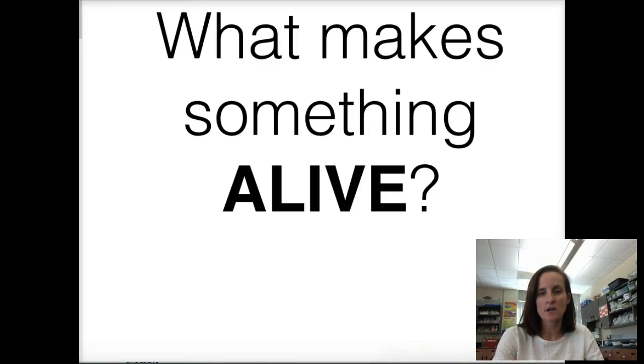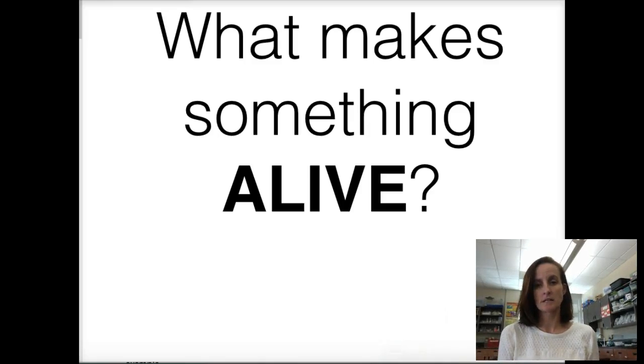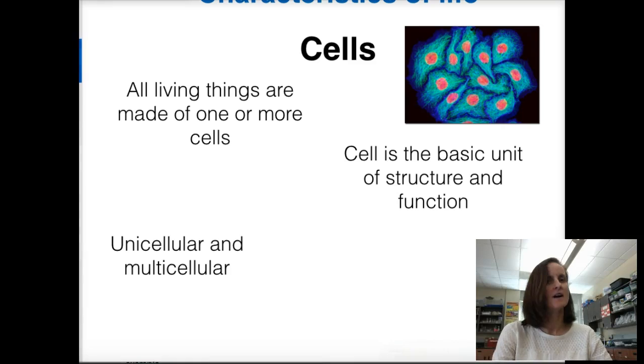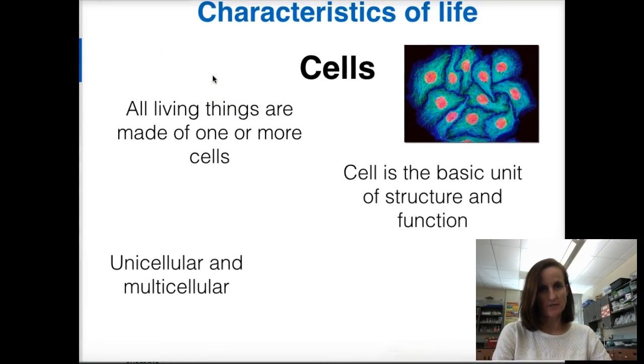So, okay, we're going to start life science simply by talking about what makes something a living thing, what makes something alive as opposed to something non-living. This is actually not a lesson in this chapter or in the textbook that you're using right now, but I still think it's really the best way to start us off. So, what makes something alive? Well, let's talk about some characteristics of life.